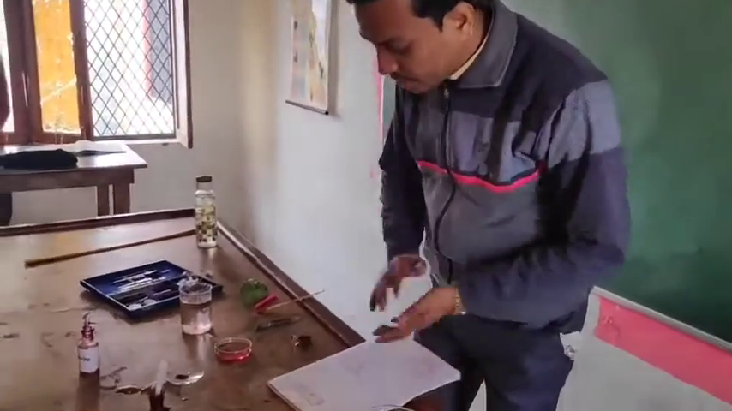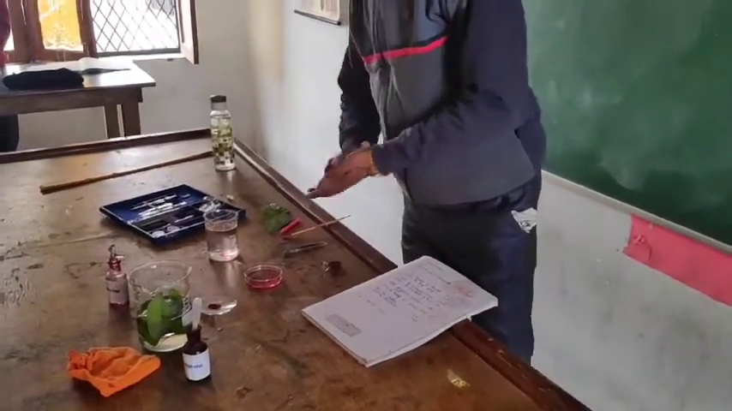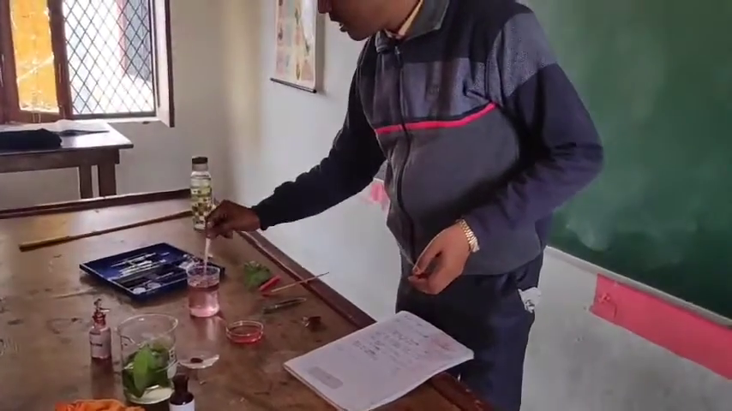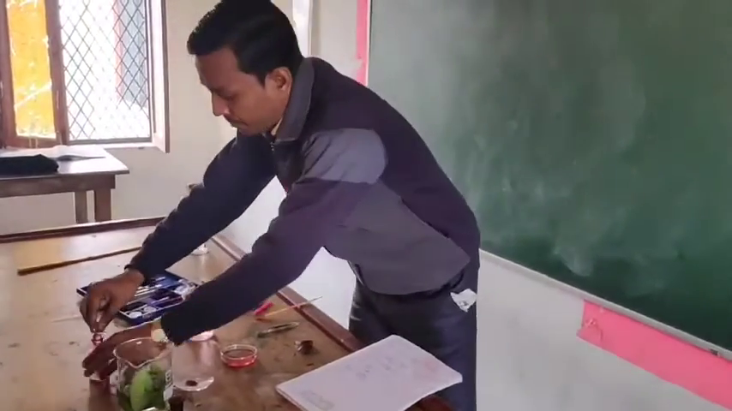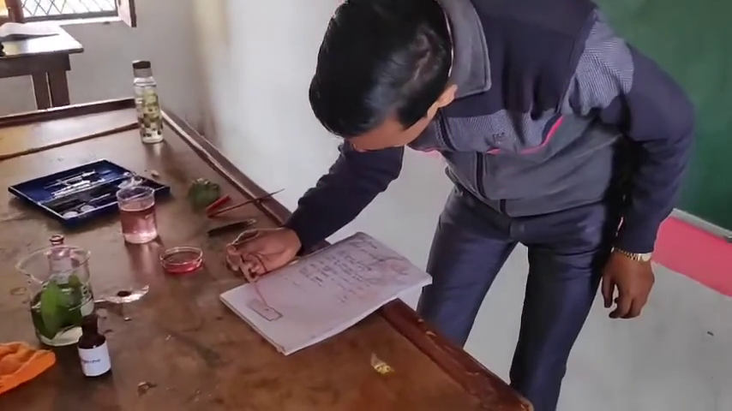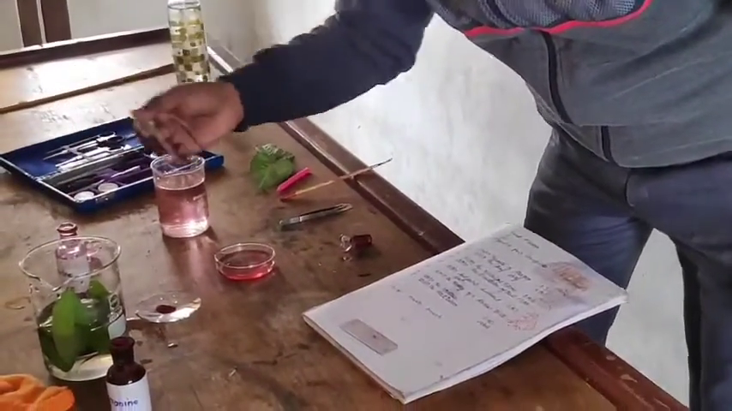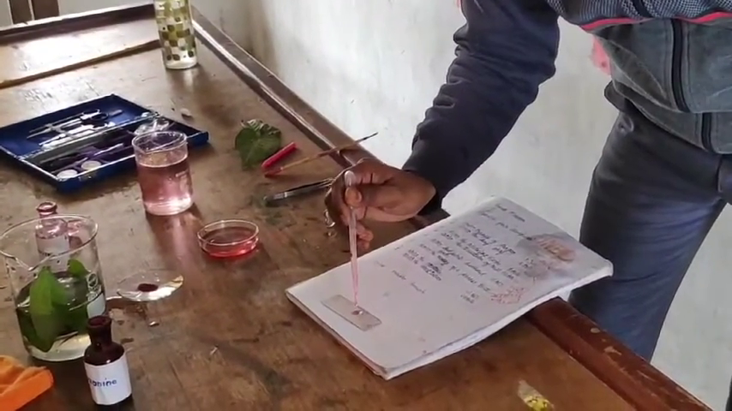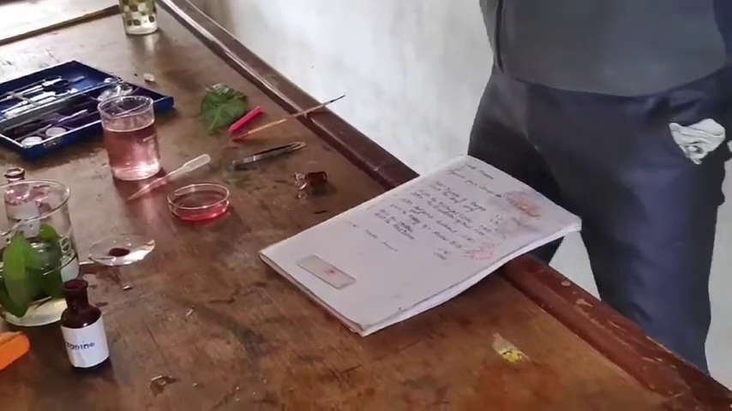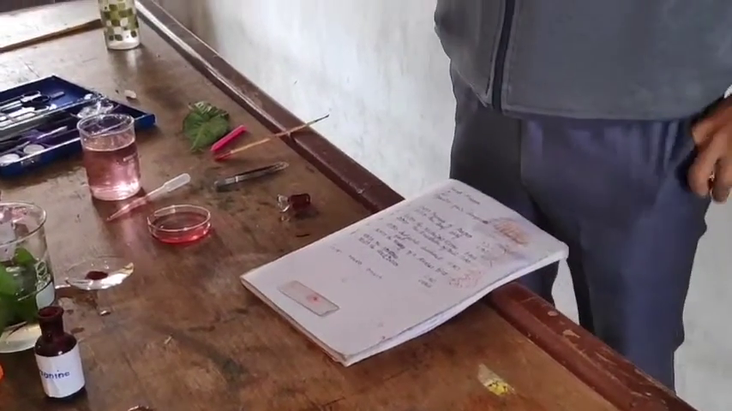The last step is to cover our slide. Listen, first of all, wash the saffron from the dropper and take the glycerine and put about 1 to 2 drops of glycerine on it. Only 1 or 2 drops of glycerine are required. Listen, now the last and very crucial step is the mounting of our leaf peel.